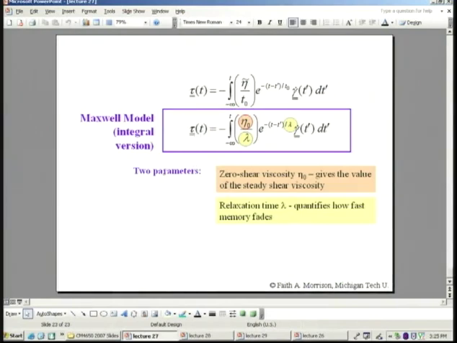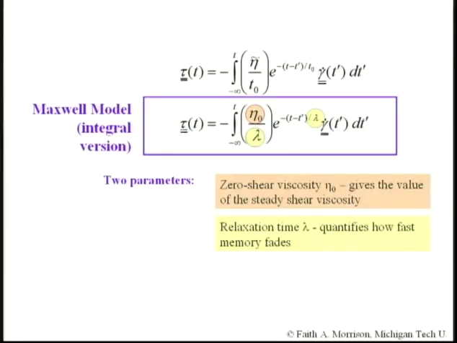Tau equals minus the integral from minus infinity to t, eta naught over lambda, e to the minus t prime over lambda, gamma dot of t prime dt prime. Same equation. So they come from the same, well, the physics feels a little different, but it comes out to be exactly the same thing, so it must be the same physics. So incorporating an exponentially decreasing memory is the same as adding up viscous and elastic effects in series the way Maxwell did it.